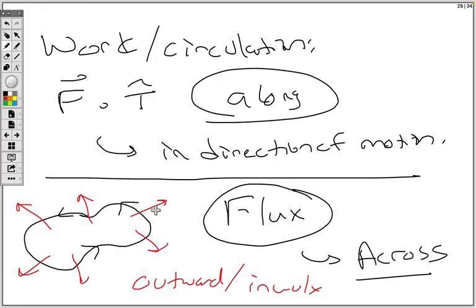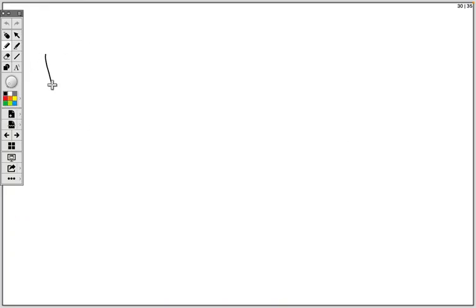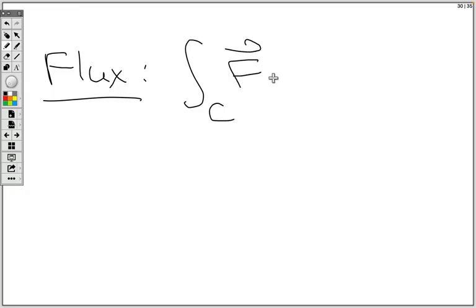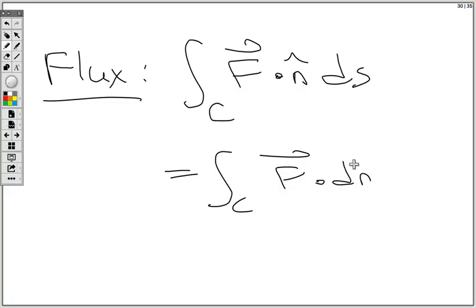Now for flux, if we want to know how much is going across, it's not the tangent vector we're interested in, but the normal vector. How much is getting directly across? We want the normal vector. So flux is going to be the integral over C of F dot n hat ds, or F dot dn, depending on how you see it. Let's talk about what that would look like.